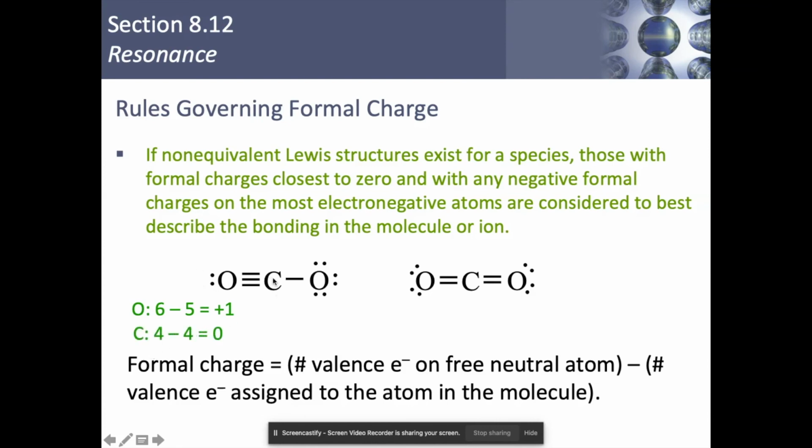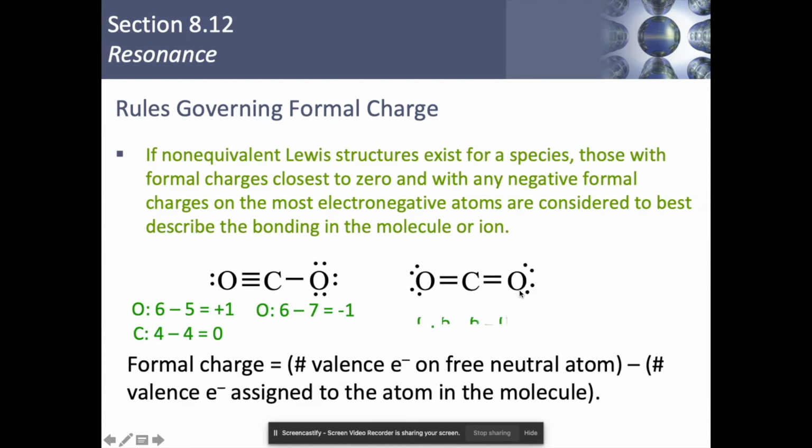Carbon starts with 4. We have 4 bonds. That's 0. What about this oxygen? So this oxygen, again, starts with 6, minus 7, though, because I have 1, 2, 3, 4, 5, 6, plus 1 from this bond. That's minus 1. So this has a plus 1, this has a 0, and this has a minus 1.